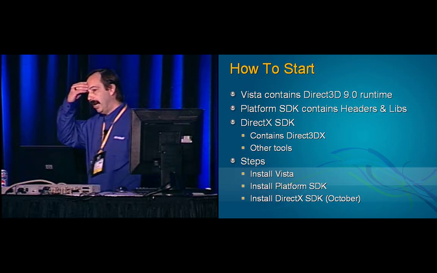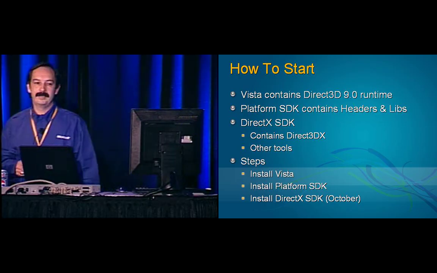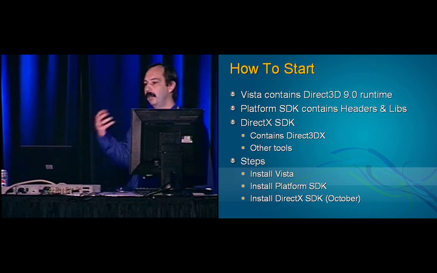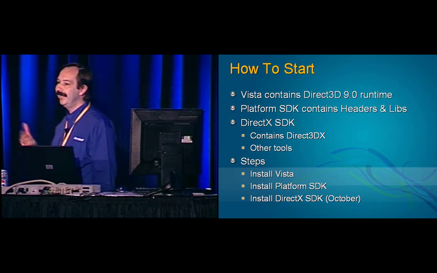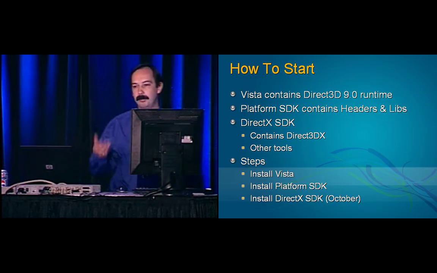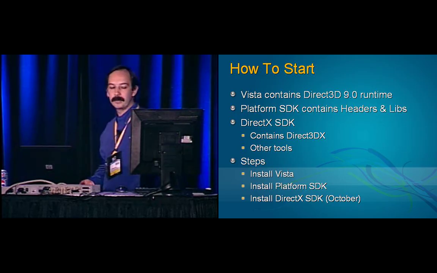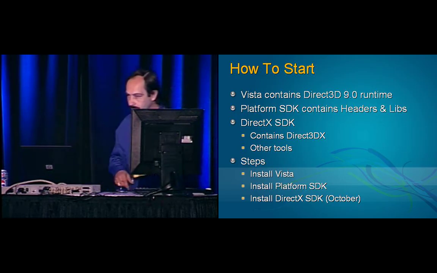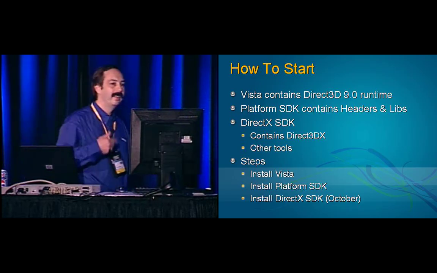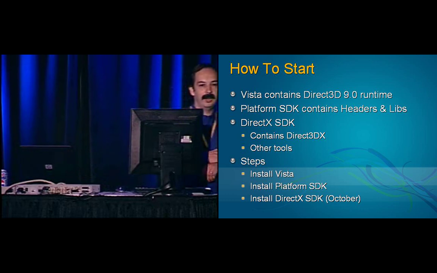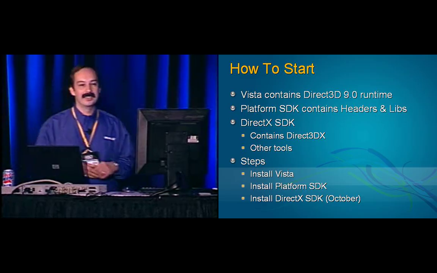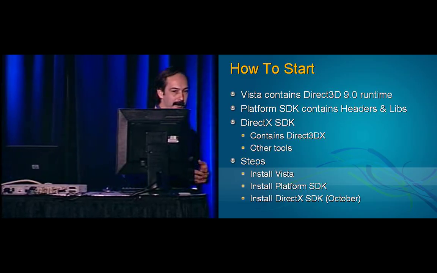Now, those people who came to the previous session and we talked about all the extensions we did for D3D 9, what I wanted to point out is that the pieces you need to actually do D3D 9 EX development are currently in the platform SDK. And so the steps you're going to have to go through right now are, first of all, install Windows Vista. You're going to install the platform SDK on top of that. And then you're going to wait a few more weeks and get the DirectX SDK from October and layer that on top of it, because you need the other tools and things like the shader compiler.